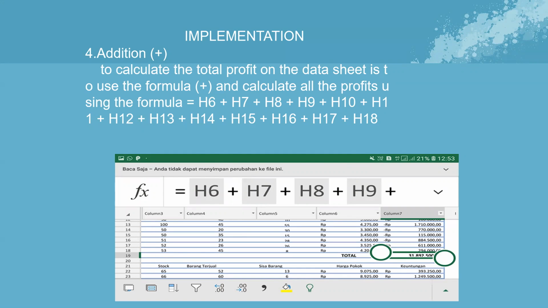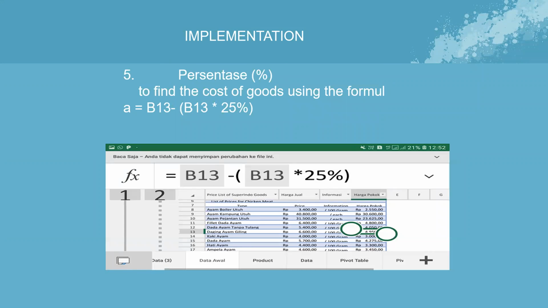Implementation, addition. To calculate the total profit on the data sheet, we use the plus formula and calculate all the profit using the formula H6 plus H7 plus H8 and so on. That is all of my explanation. The next explanation will be by Virgi Febrian.